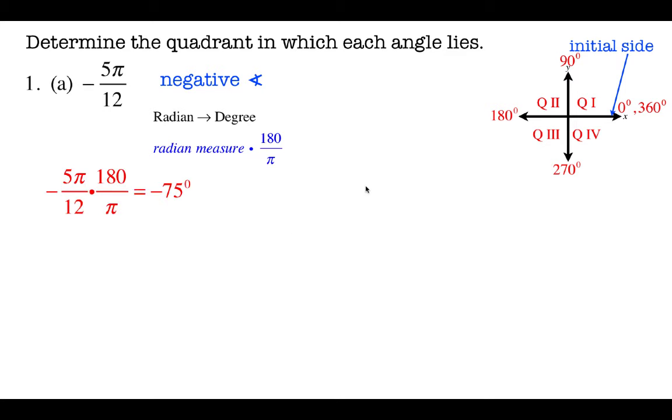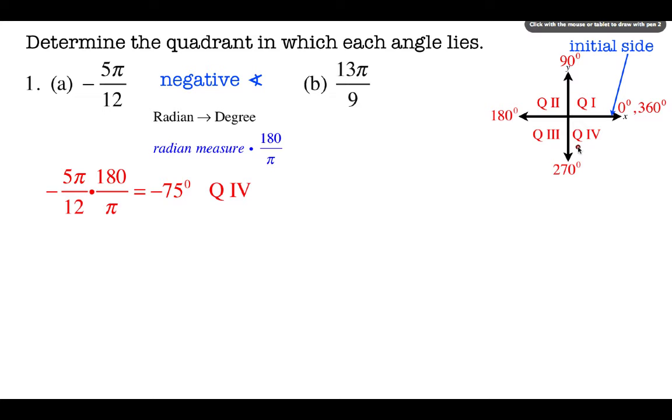So all we need to do is take the radian measure, which is -5 pi over 12, and multiply times 180 over pi. That's what the formula is telling us to do. You end up with -75 degrees. If you open from your initial side -75 degrees, you're not going to go counterclockwise. You're going to go clockwise from the 0 degrees. So this will be -90 degrees, and -75 is greater than -90. So you're still in quadrant 4.